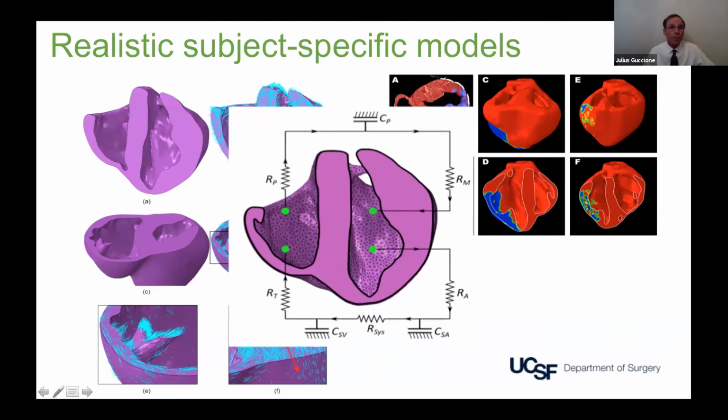And then, as has been mentioned in many great talks that I listened to earlier today, we have a 3D finite element model for the left and right ventricles, but then 0D models keeping track of the blood flow between the different chambers.